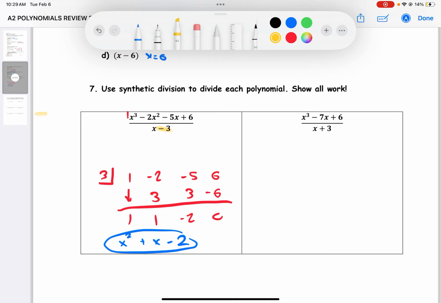Same thing over here. Plus 3, so I'll put a -3 in the box. And then, remember, we skipped the x squared term. So I got 1x cubed. I don't have an x squared, so I need a 0 as its placeholder. Then -7, +6. Same process.